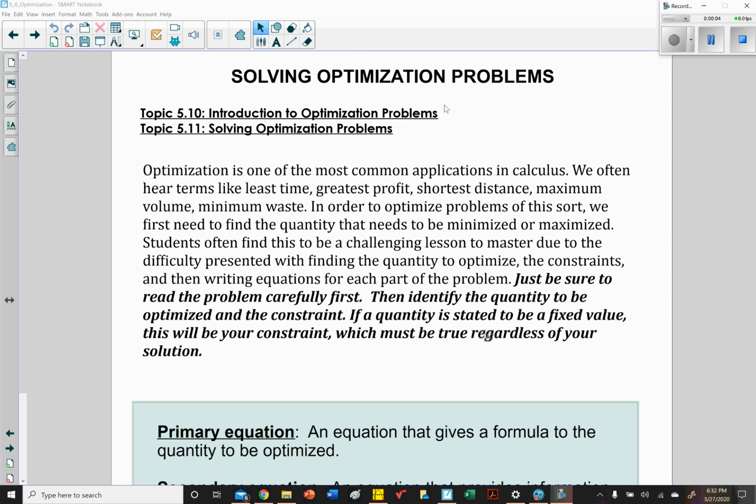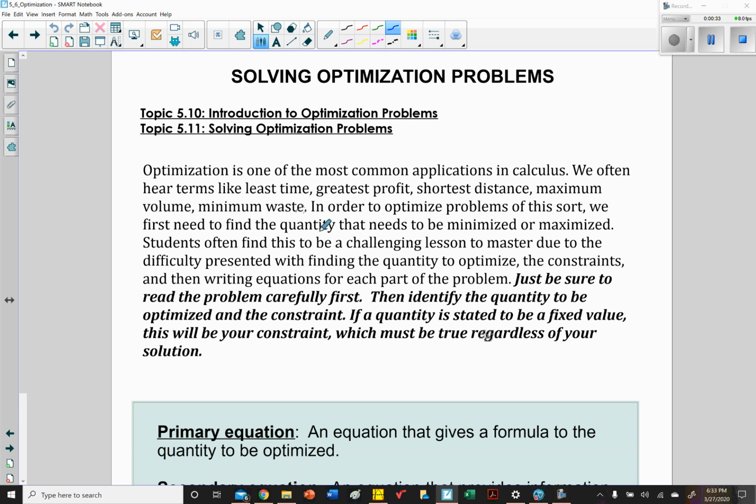This is the last lesson in Unit 5 on optimization. Optimization is a really common application in calculus, used in business and almost every other industry when we want to find the least amount of time or the greatest profit or the shortest distance, maximum volume, minimize waste, all kinds of interesting concepts that go on in our world.